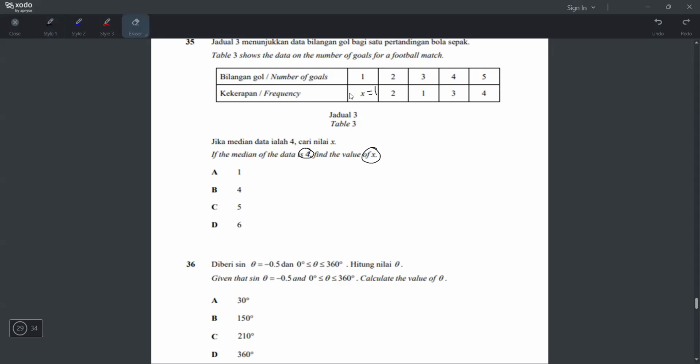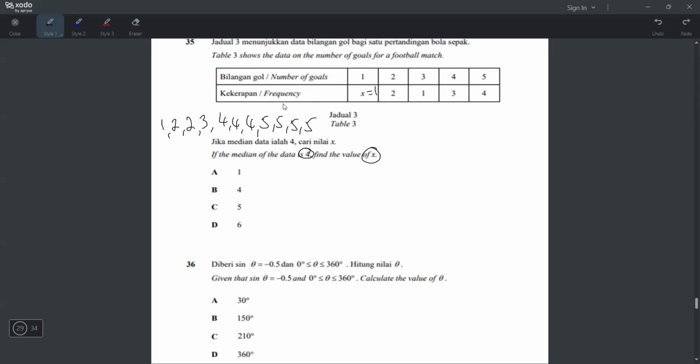So tell me, frequency is what? Kekerapan, right? It means if I say 1 means one it means like this 1, right? And what does it mean by 2 2? It means 2 the frequency dua kali. 3 1 means what? 3 the frequency sekali. And then 4 3 means like 4 4 4 like that. And then 5 frequency 4 means like 5 muncul 4 kali macam ni. Frequency means muncul berapa kali. Okay? Frequency means like it appears how many times, right?